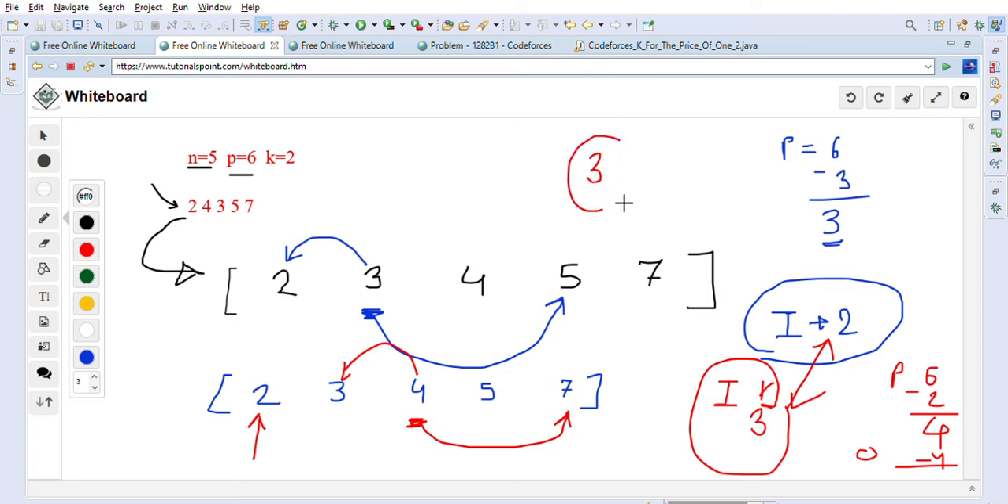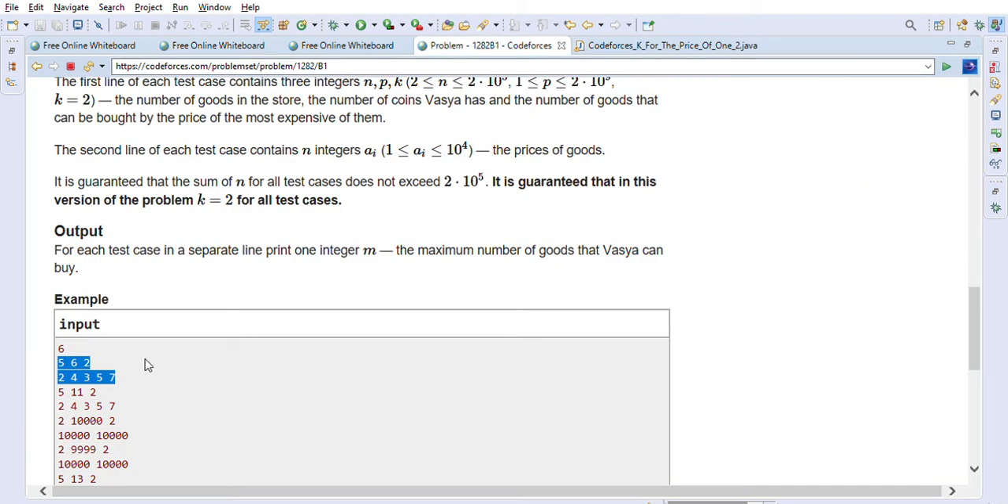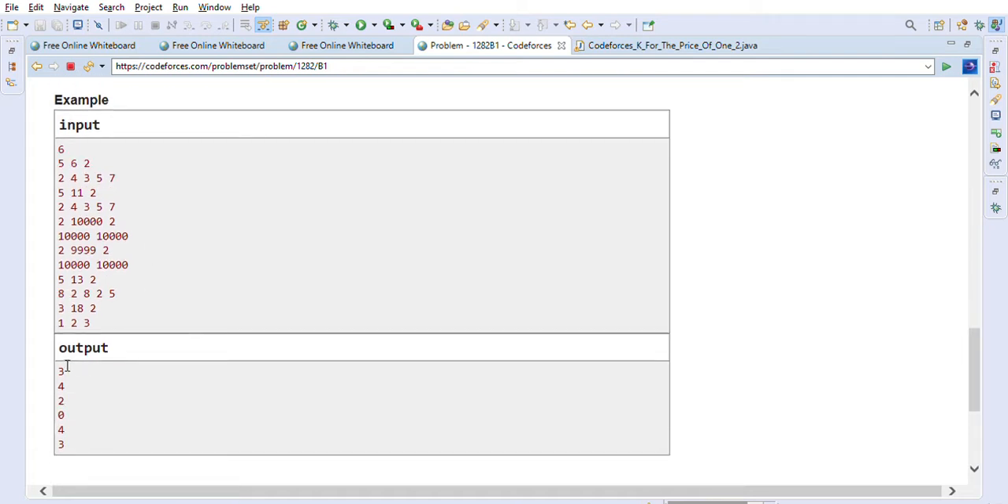So this is our logic to solve this problem. So 3 is the answer. As you can see, this is the first example we took, so 3 is the answer, right?